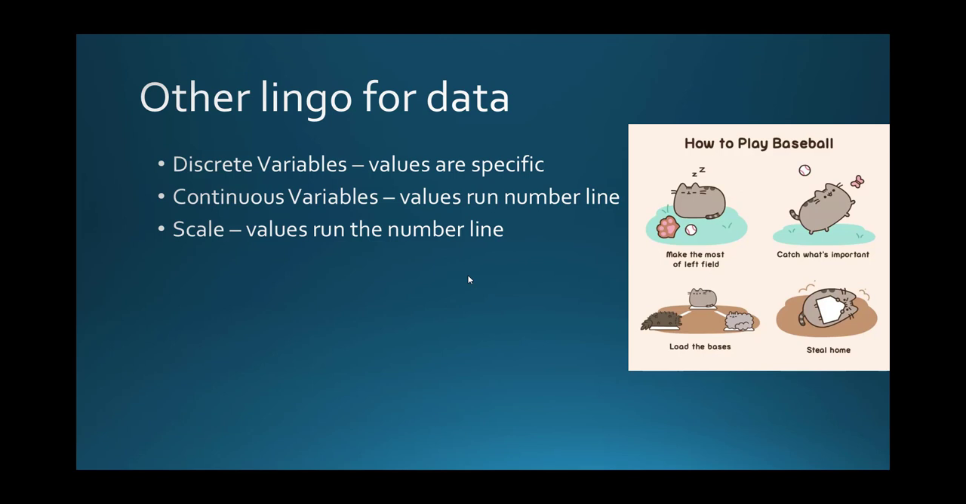A continuous variable is interval ratio. It means that you have a variable that has values that run the number line. Another term for this is also scale. Sometimes you'll see this as a term. Scale means the same thing. It means that you have a variable with values that run the number line.